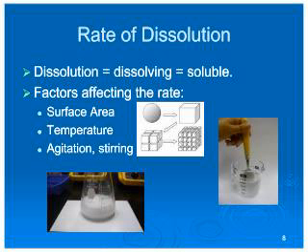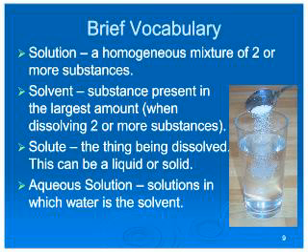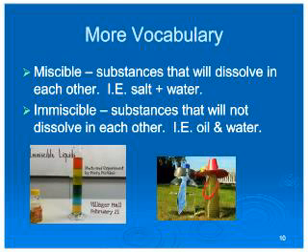Moving on to the next slide. Brief vocabulary. A solution is a homogeneous mixture of two or more substances. A solvent is the substance present in the largest amount when dissolving two or more substances. So the solvent does the dissolving. The solute is the thing being dissolved. This can be a liquid or solid. An aqueous solution is a solution that has water in it. Water is the solvent.